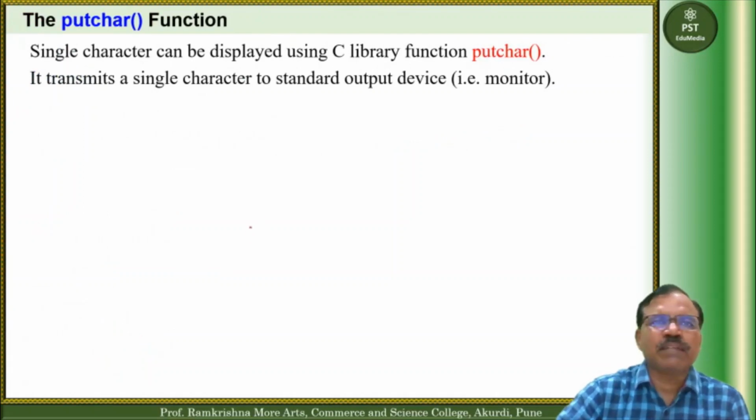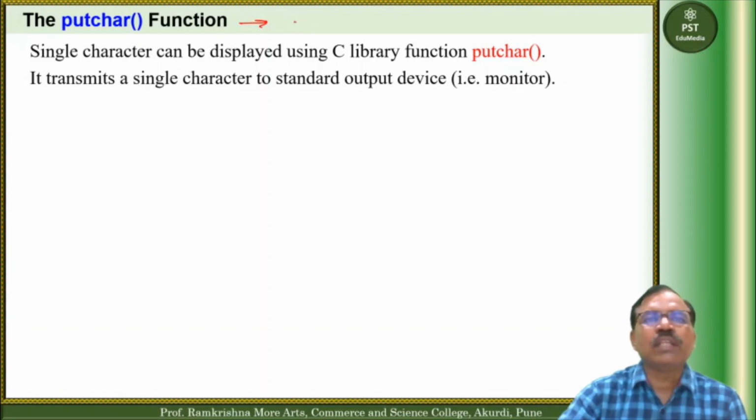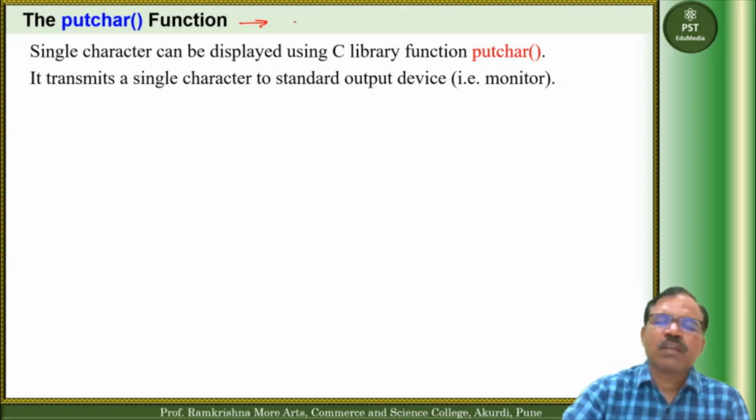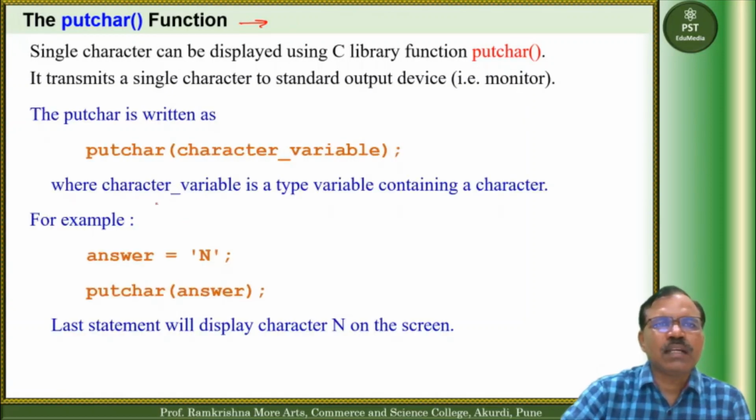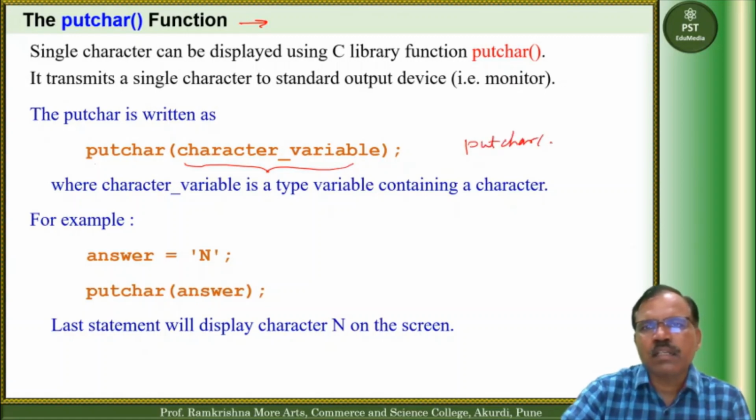And we have the putChar function. This is used to output the character, or display the output on screen, using this function. So the putChar function is used to display the character on the output screen, that is the monitor. The putChar function is written as putChar and the character variable. So I can write here putChar a, which means whatever value is given to a is printed on the screen.